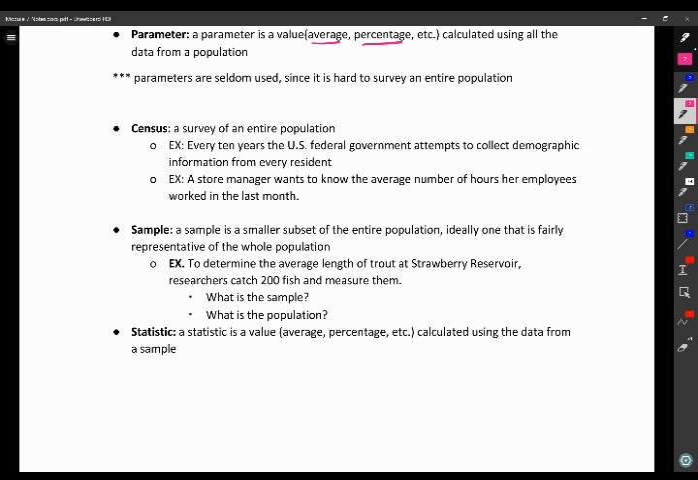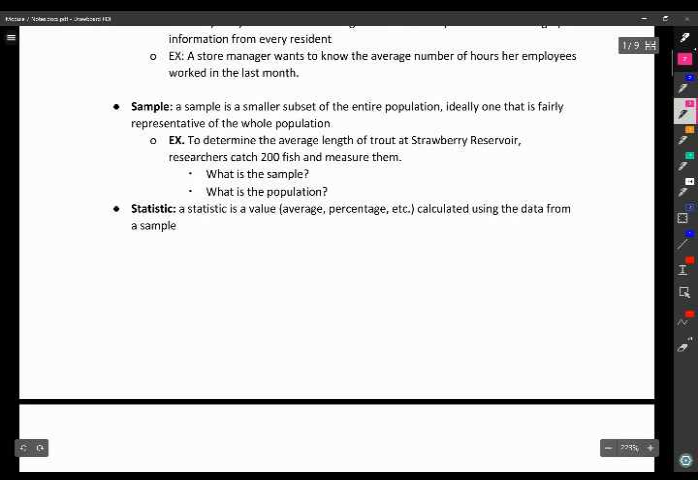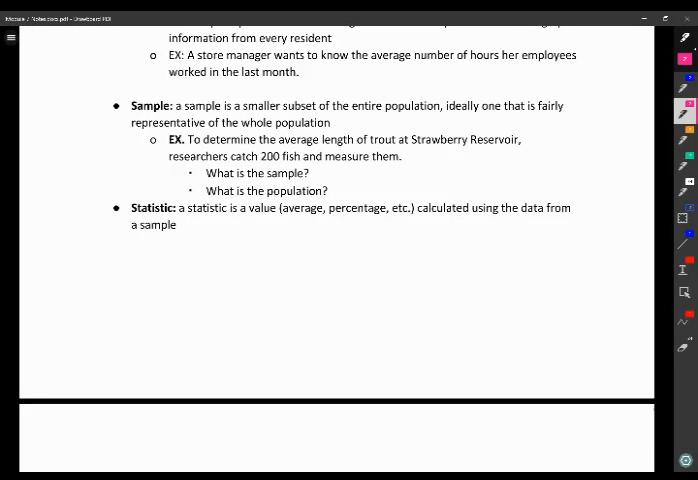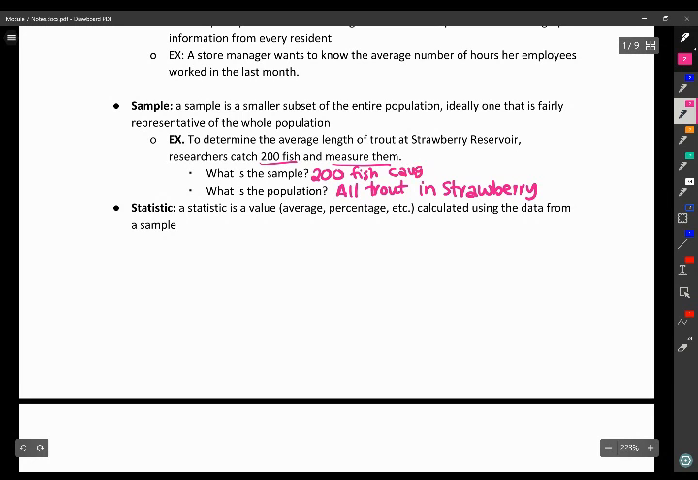A sample is a smaller subset of the entire population, which is what we talked about. So an example would be if they're looking at how many fish are in Strawberry Reservoir, they catch 200 fish and measure them. They wanted to know what the average length is. And so this sample is going to be the 200 fish that they caught. And then the population is all trout in the lake. Okay, so all trout in Strawberry. That's kind of the difference between the sample. The sample is the 200 fish that they caught. And they want that sample to represent the general population of all of the fish.